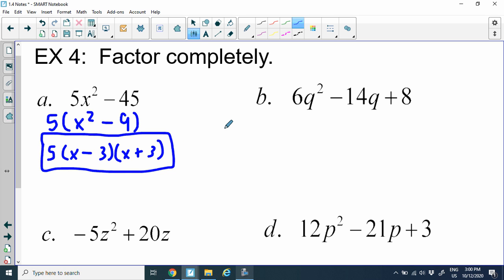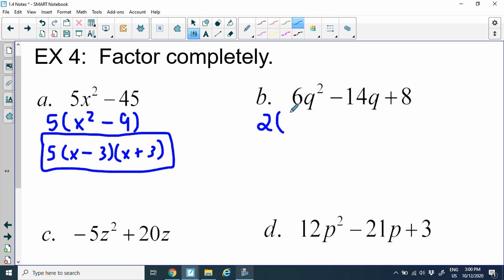Okay, let's go ahead and try that for our next one. So we're going to see if these three terms have anything in common that we can take out. Well, let's think of a number, 6, 14, and 8. Is there a number that these three have in common? Yes, it's going to be a 2. What about a variable? No, because the last term does not have a variable. So we're going to take a 2 out and rewrite this expression.